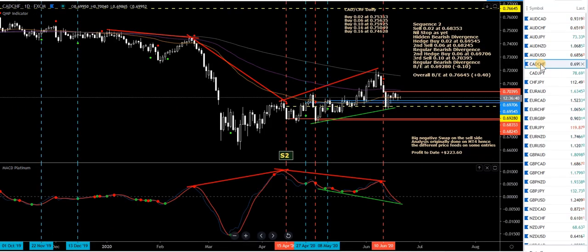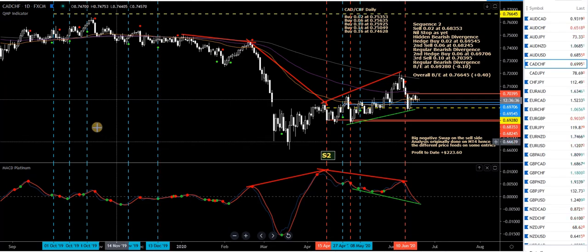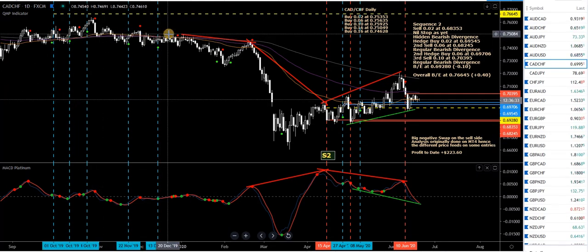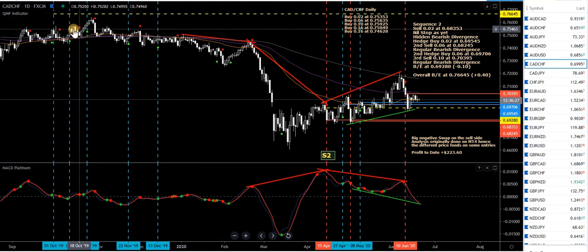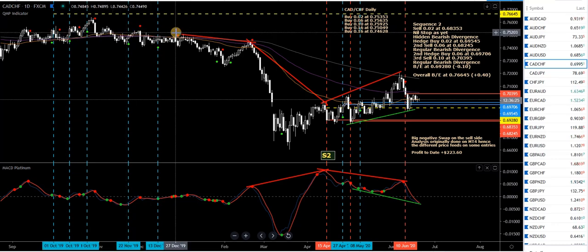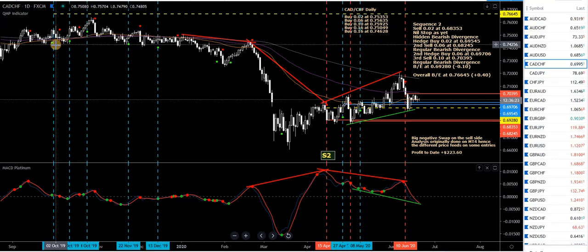CAD Swiss, this is one of my problem pairs. I've been caught with my pants down a bit, but I've got 5 buy trades over here. I haven't drawn the horizontal lines in. They're all about the same area. I just didn't want to clutter up the chart. But there's 5 buy trades from a long time ago. So we're looking back in October. It's not the end of the world.